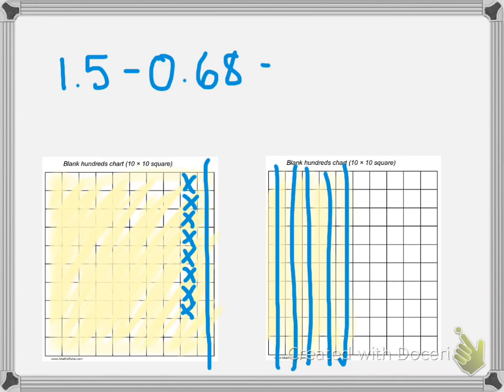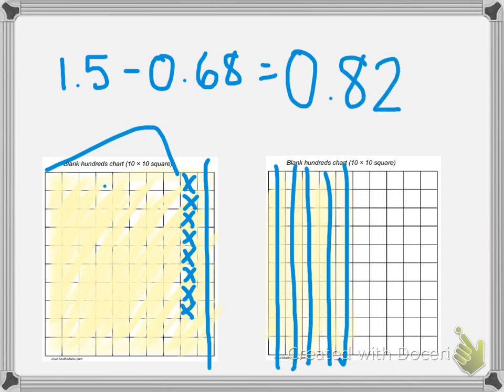To find my answer, the first thing I'm going to do is see if there's any whole still colored in. There are not, so that's a 0. Then I'm going to count columns. 1, 2, 3, 4, 5, 6, 7, 8. So 8/10. 2 individual squares, so 82 hundredths. So my answer here is 82 hundredths.